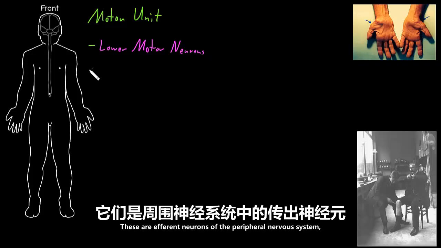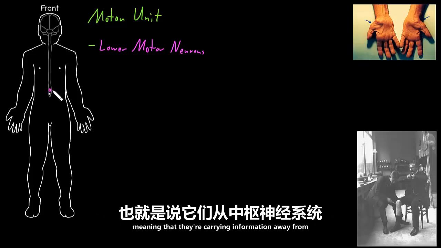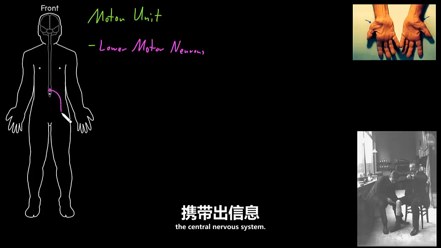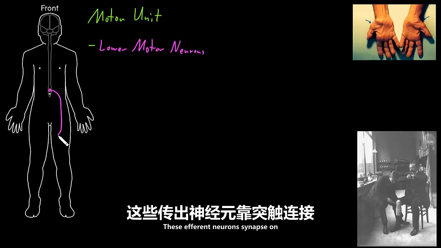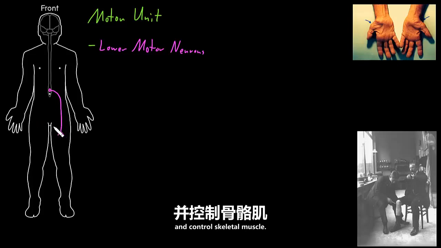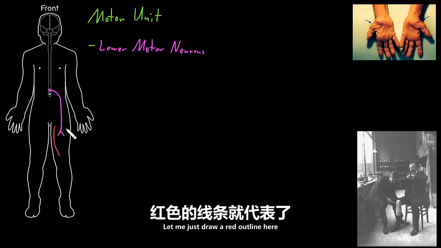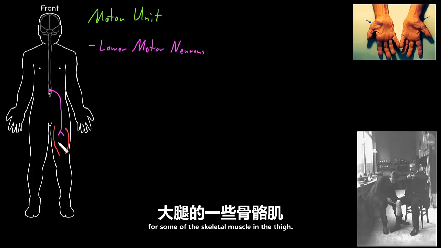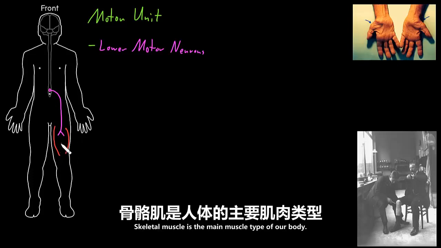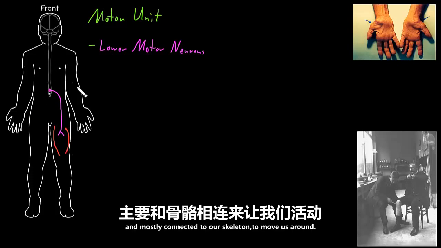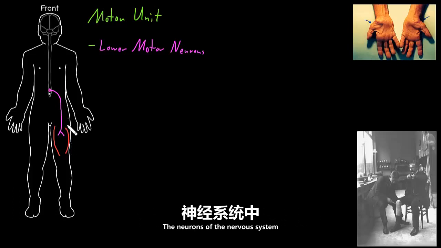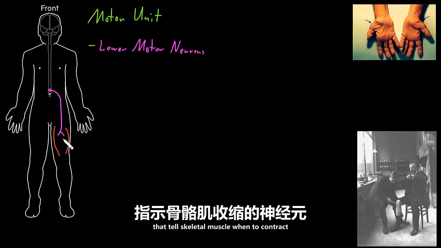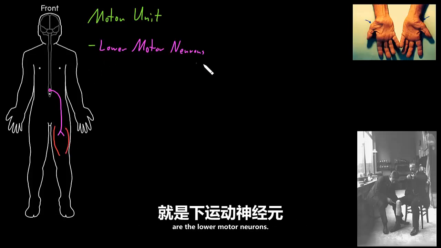And these are efferent neurons of the peripheral nervous system, meaning that they're carrying information away from the central nervous system. And these efferent neurons synapse on and control skeletal muscle. Let me just draw a red outline here for some of the skeletal muscle in the thigh. And skeletal muscle is the main muscle type of our body that's all over our body and mostly connected to our skeleton to move us around. And the neurons of the nervous system that tell skeletal muscle when to contract are the lower motor neurons.